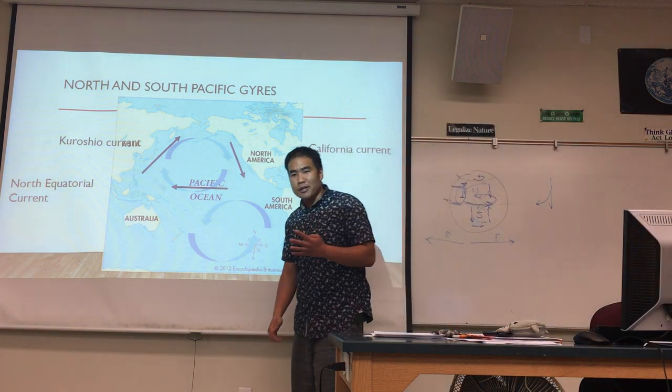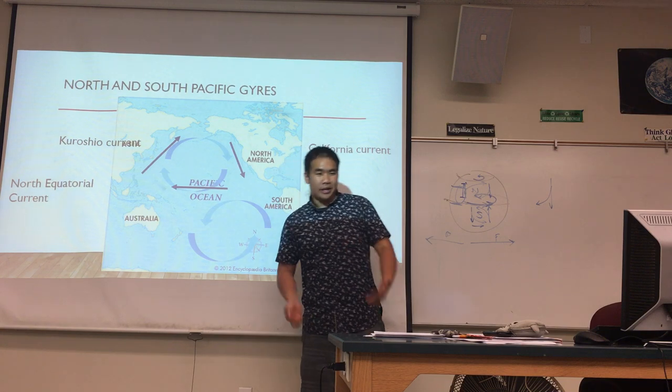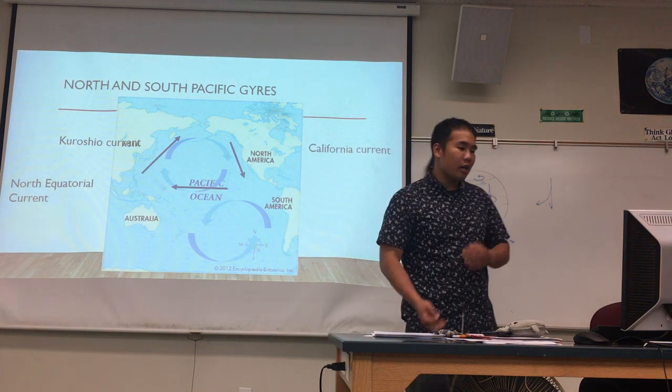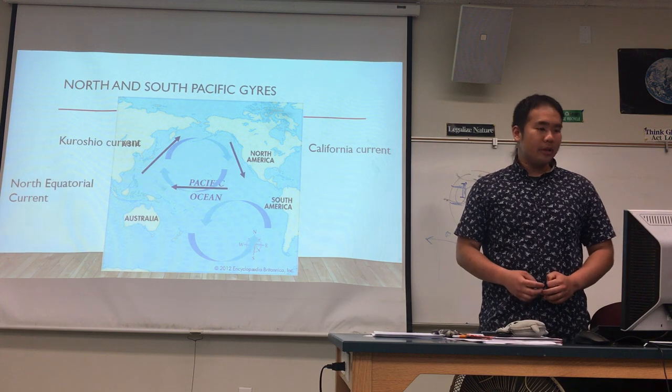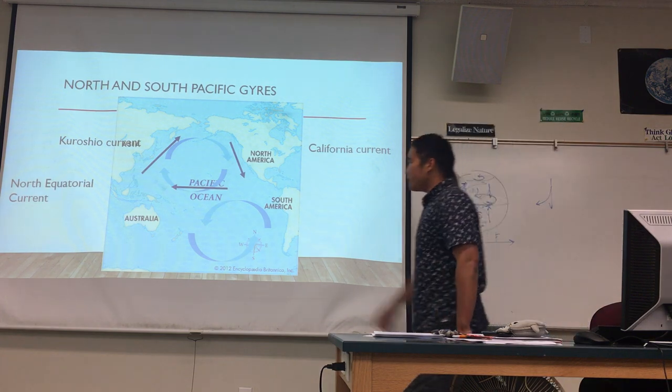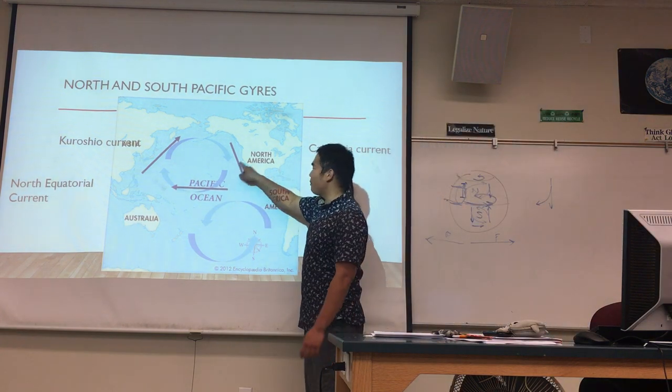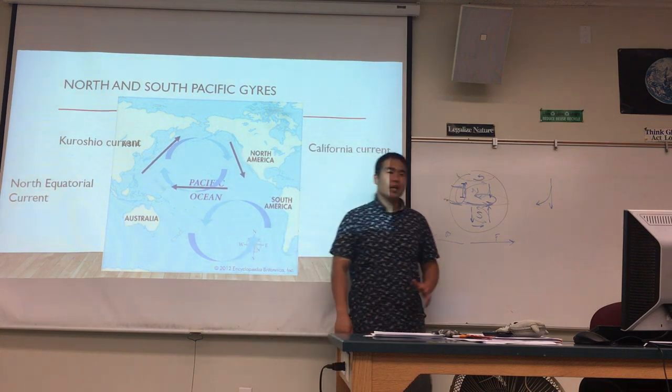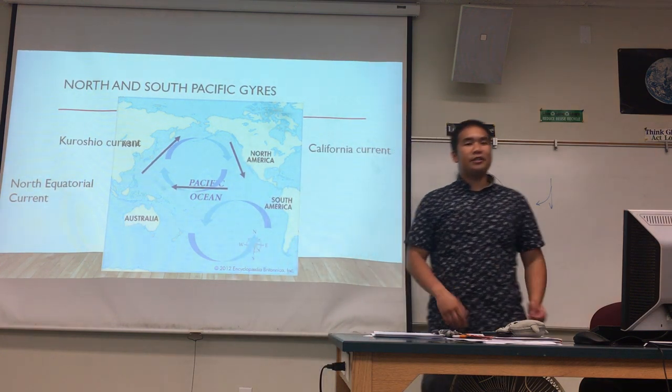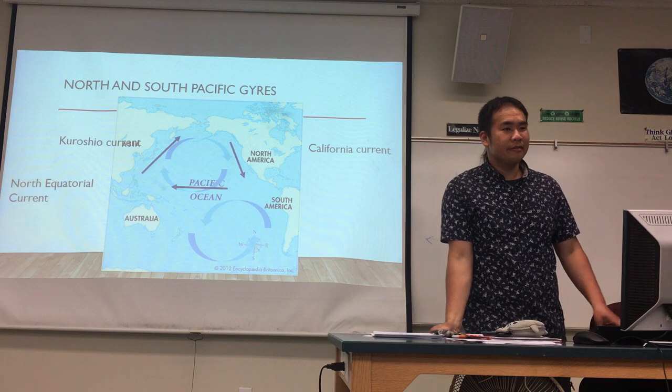So, not too complicated, I think. Just those four currents, right? Those are the only ones that I'm really gonna ask you guys to know. The rest of them are not gonna be super important, but yeah, we should know these. Especially this one. I mean, this is the current right in our backyard, right? The California Current coming down south on the eastern boundary of the North Pacific Gyre.